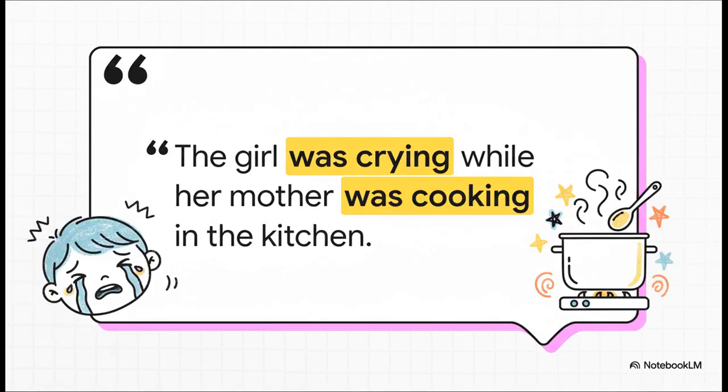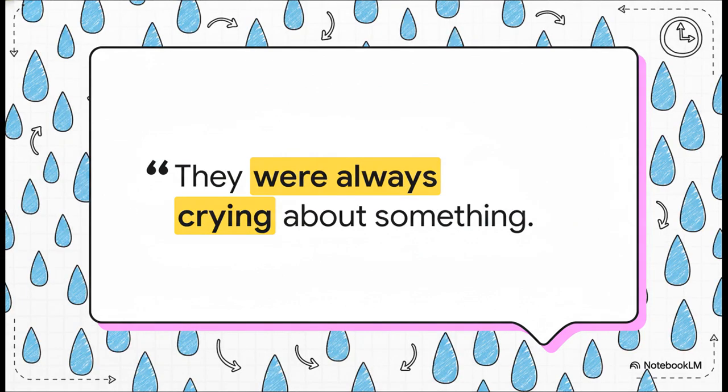Second, you can show 2 things happening at the very same time. The girl was crying, and while that was going on, her mother was cooking. This paints a complete picture of a scene with multiple things happening at once. And third, we can use it to describe a repeated, almost habitual action. They were always crying. Tells you this wasn't just a one-time thing. No, it was a pattern of behavior in the past. And the progressive tense lets us show that nuance perfectly.